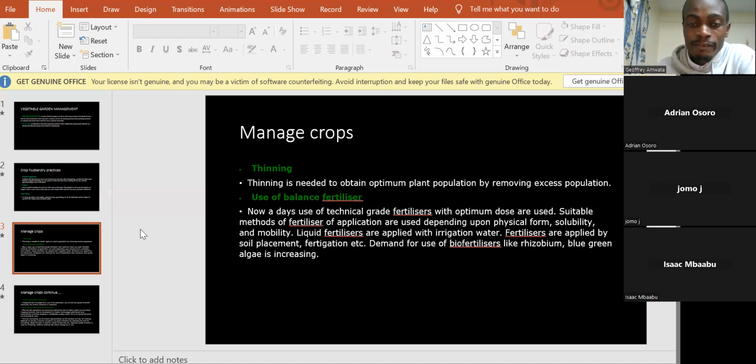Use of balanced fertilizer will be our fifth management practice. Nowadays, use of technical grade fertilizers with optimum dose is practiced. Suitable methods of fertilizer application are also used depending upon physical form, solubility, and mobility. Liquid fertilizers are applied with irrigation water. Fertilizers are applied by soil placement or fertigation. Demand for use of biofertilizers like rhizobium and blue-green algae is increasing.